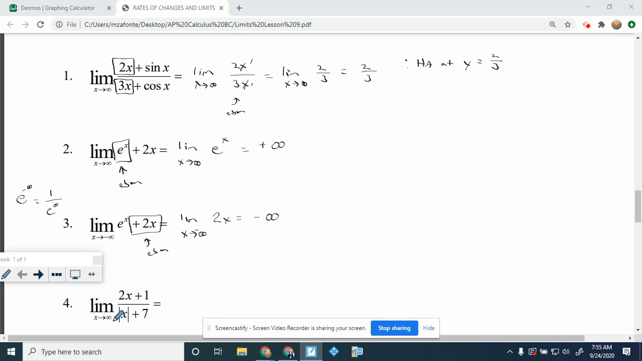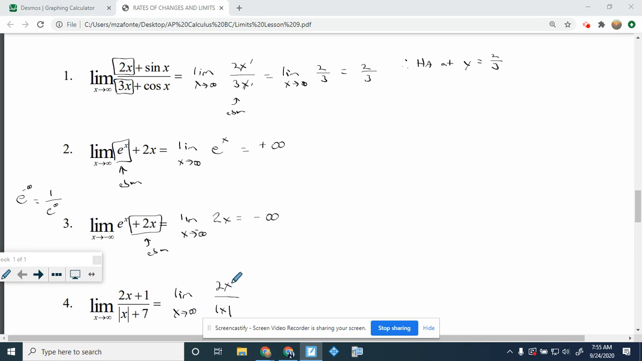All right, so let's take a look at this guy here. So what's going on? Well, it's a fractional function. So which term in the numerator is going to dominate? Hopefully you're saying 2x. So we're going to have 2x up top. And which term in the denominator is going to dominate? Hopefully you're saying absolute value of x. So we end up getting this.